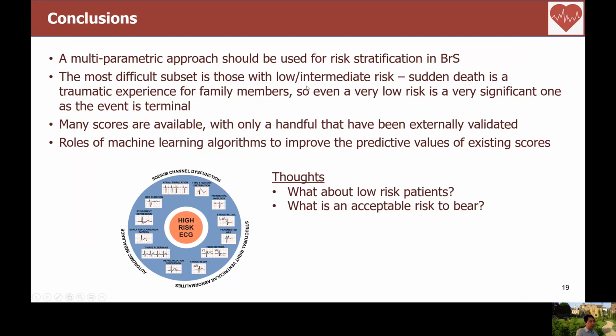So in conclusion, ladies and gentlemen, we believe a multi-parametric approach is the way forward for accurate risk stratification of Brugada syndrome. The most difficulty for clinicians is really, what do we do with these low or intermediate risk patients? Because the event is such a debilitating, such a significant event, even 1 to 2% risk might be too high for our patients. And there are various scores that are available for risk stratification, but not many have been externally validated. This is why I do encourage you to join our Brugada study so that we can test various scores that have already been published in the literature. And we also want to test the hypothesis that the machine learning driven approaches are better than traditional Cox regression based models.